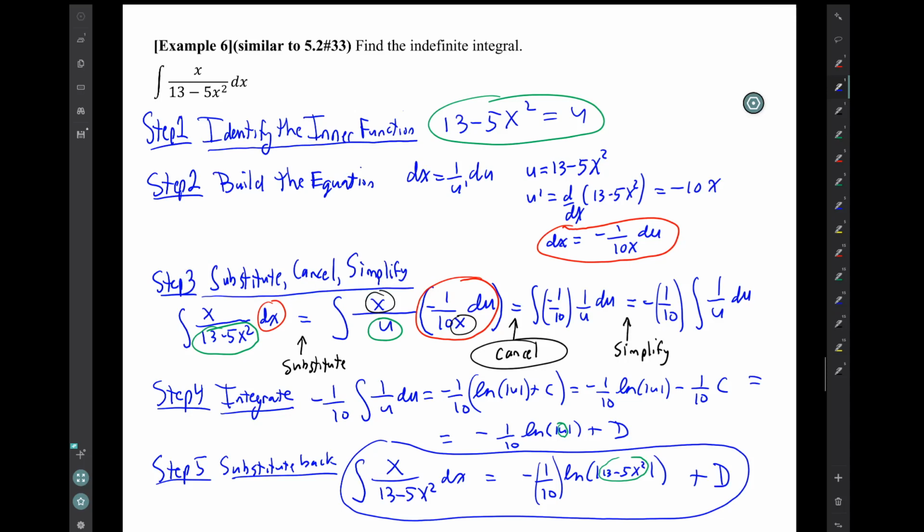Notice that when we did the integration, we ended up with a constant of integration, the plus c, which ended up being multiplied by this multiplicative constant, minus 1/10. So we ended up with minus 1/10 c. We replaced that with this new constant of integration, just a plus d.